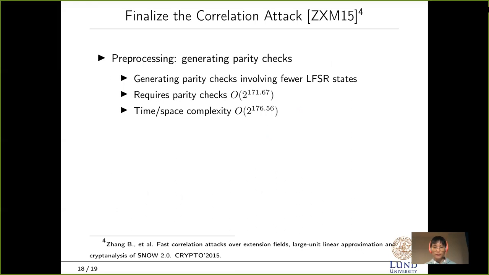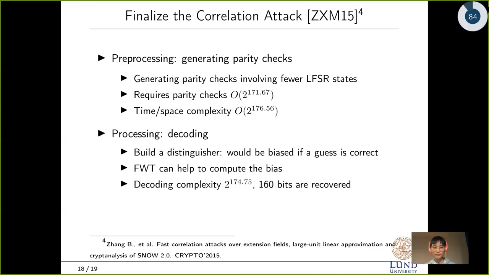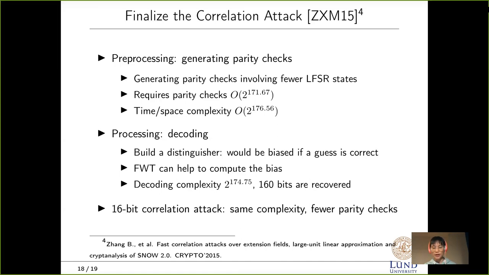We use the method from the paper of Bin Zhang in Crypto 2015 to give the correlation attack. During the pre-processing stage, many parity checks involving fewer states are generated, and the decoding requires parity checks to the power of 172. The time and space complexities are 2^177. During the processing stage, a distinguisher is built, and this distinguisher would be biased if a guess of the states is correct. Otherwise, it would be random-like. First, the Walsh transform can help to compute the bias of the distinguisher. The decoding complexity is 2^175, and 160 bits are recovered. We also gave a 16-bit correlation attack with similar complexity, but fewer parity checks.